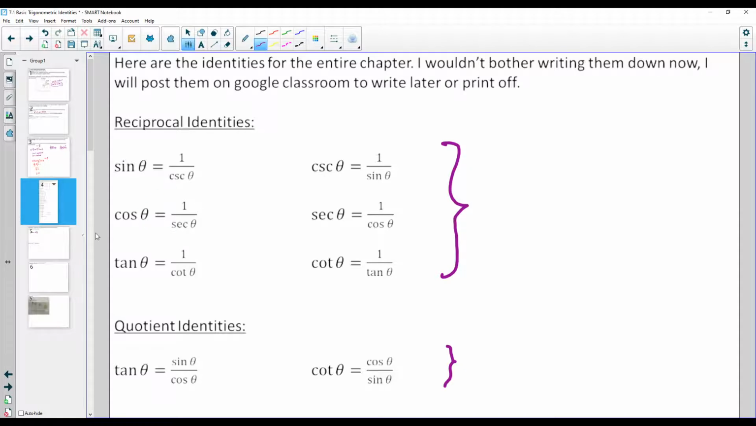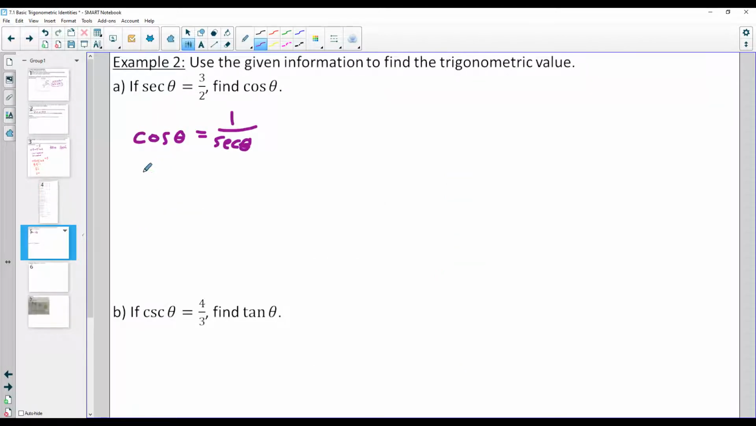That's this identity here that we already knew, right? And hey, it says right there that secant of theta is 3/2. Multiplying or dividing by a fraction is the same thing as multiplying by the reciprocal, so we're going to get 1 times 2/3, or just 2/3.